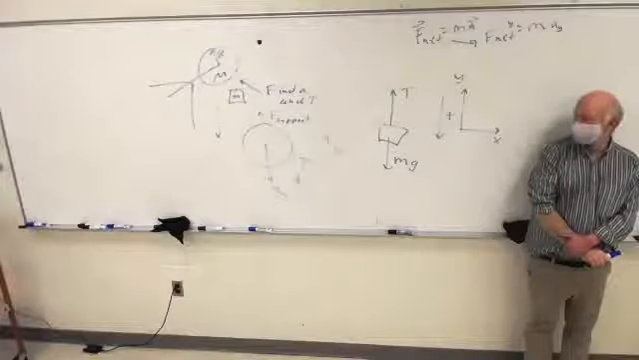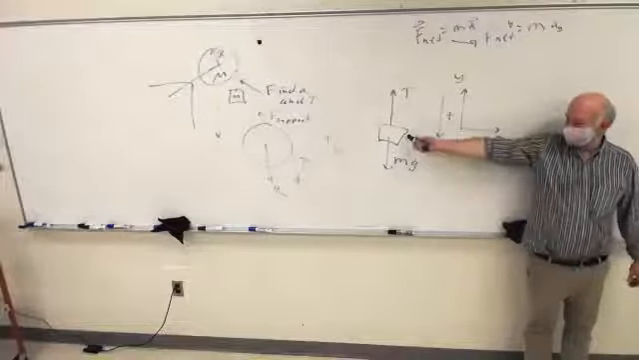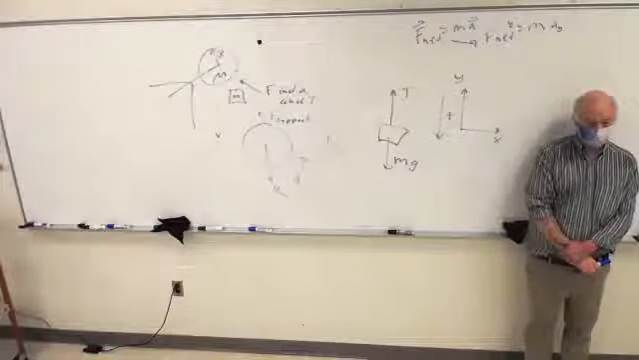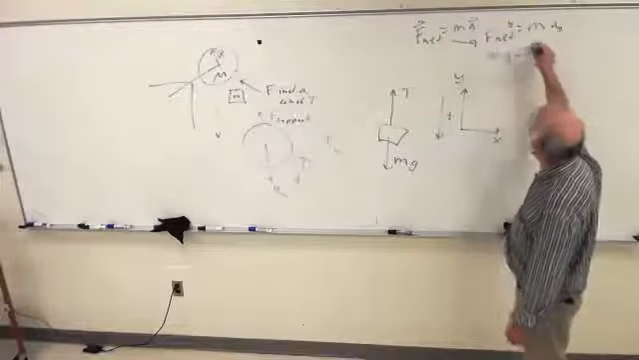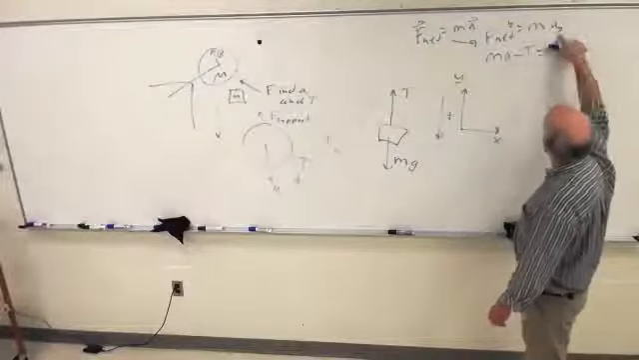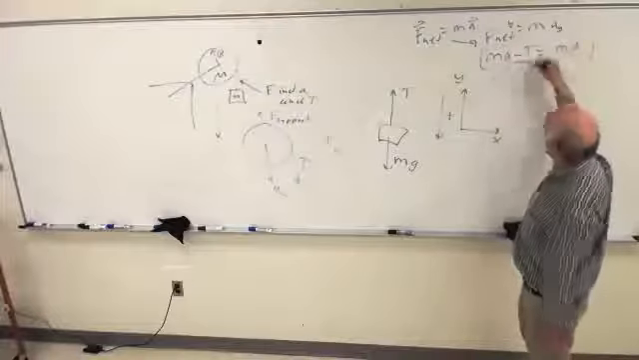Okay, so what do we get for this? We're doing it for the block now. Yes, this guy. We're going to get mg minus T, and this equals MA, and I'm going to suppress the y here, and that's all we have there.